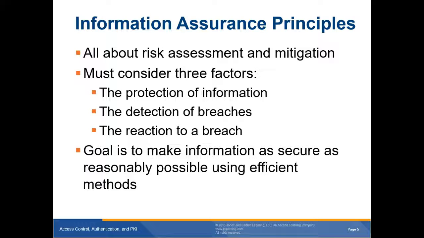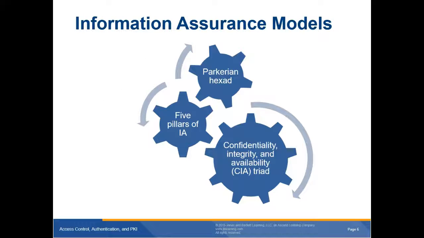Information assurance and information security are terms that are often used interchangeably. However, there are really subtle differences between the two. Information assurance is all about risk assessment and mitigation. You can never make it 100% secure due to costs, but the goal is to make it secure enough that it protects your assets. Basically, there are three main parts we're going to be looking at: confidentiality, integrity, and availability. It's the CIA triad, the 5 pillars of information assurance, and the Parkerian hexad.